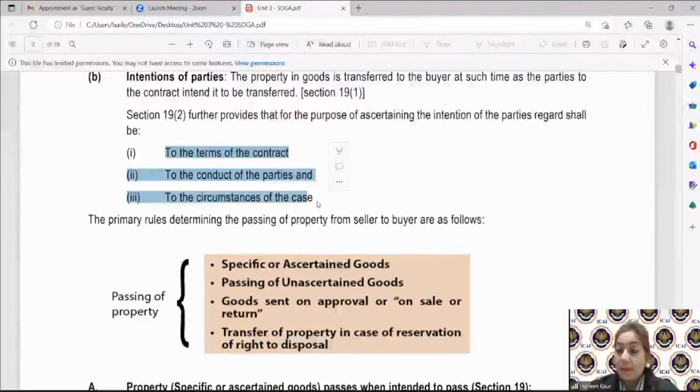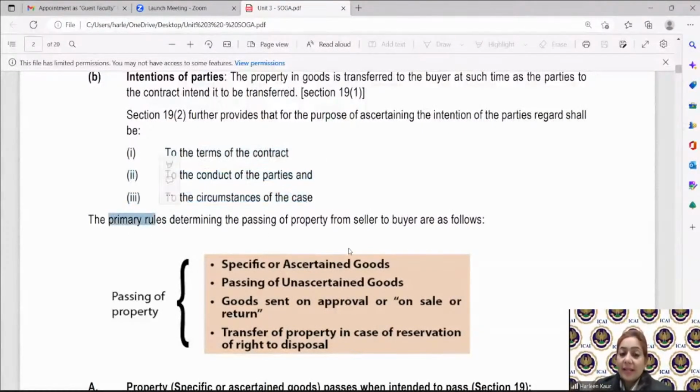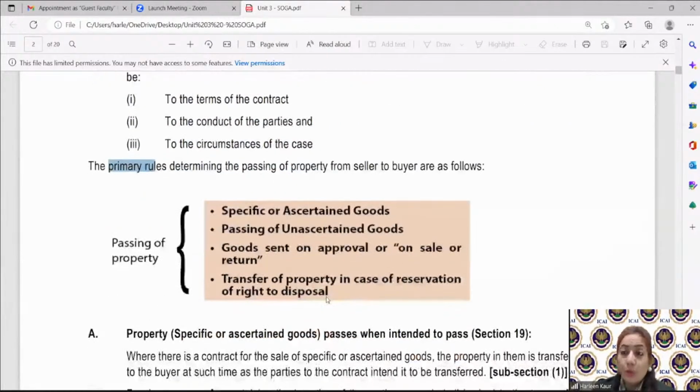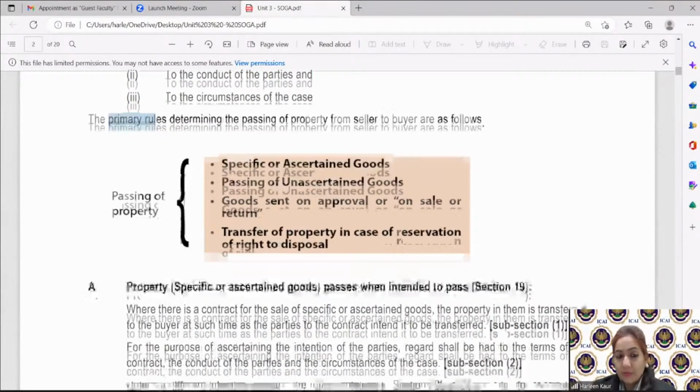So when we read the chapter ahead, section 23 subsection 2, section 24, 25, all these points will come and you will understand what are the kind of terms and conditions which are attached with the transferring of the ownership and delivery of goods. But before that, let us quickly read the primary rules for deciding the passing of property. What are the general rules? How does the property get transferred in respect of specific goods, certain goods, and uncertain goods?